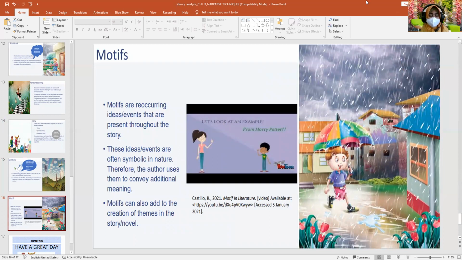And then motif. Motifs are recurring ideas or events that are present throughout the story. These ideas or events are often symbolic in nature. Therefore, the author uses them to convey additional meaning. And motifs can also add to the creation of themes in the story or novel.